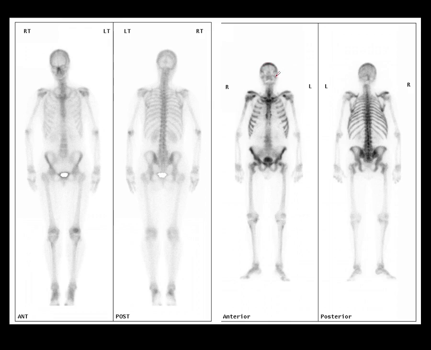Some people say that the presence of the activity in the skull, the predominant skull activity, is more common in what's called a metabolic suprascan. That is a suprascan due to renal osteodystrophy or hyperparathyroidism.